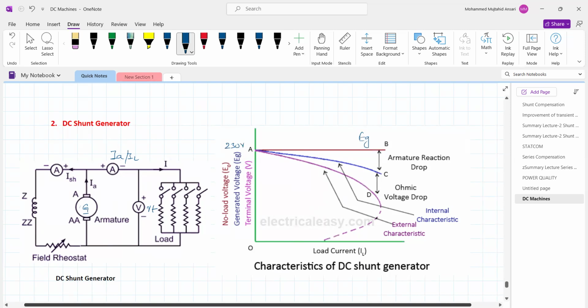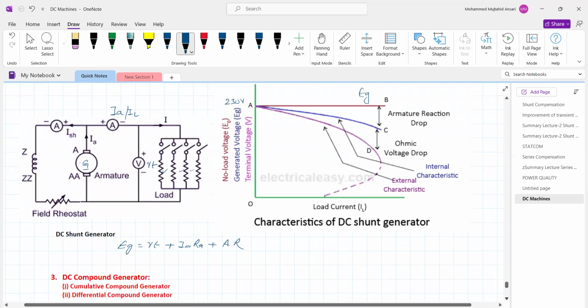Okay. Now, once we start loading the generator one by one, this is one load, this is the second load, this is the third load. So what happened? It will draw more current. As it draws more current, there is more voltage drop across the armature resistance. Some voltage drop occurs in the brushes and some voltage drop is across the armature reaction. So your EG is equal to VT plus IARA plus armature reaction drop.